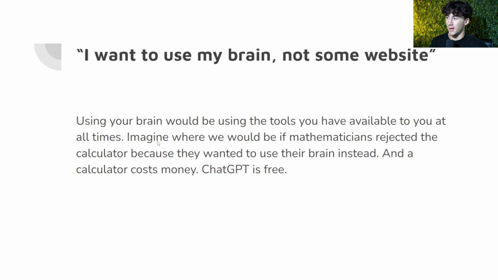...for you to actually open up the website and use a tool that can save you hours on end. Imagine where we would be if mathematicians rejected the calculator because they wanted to use their brain instead. The calculator costs money, ChatGPT is free. People use things like YouTube and Google in order to learn stuff all the time, but ChatGPT, we can't do that because we got to use our brain. I think the verbiage needs to change a little bit. You are using your resources that you have completely available to you.